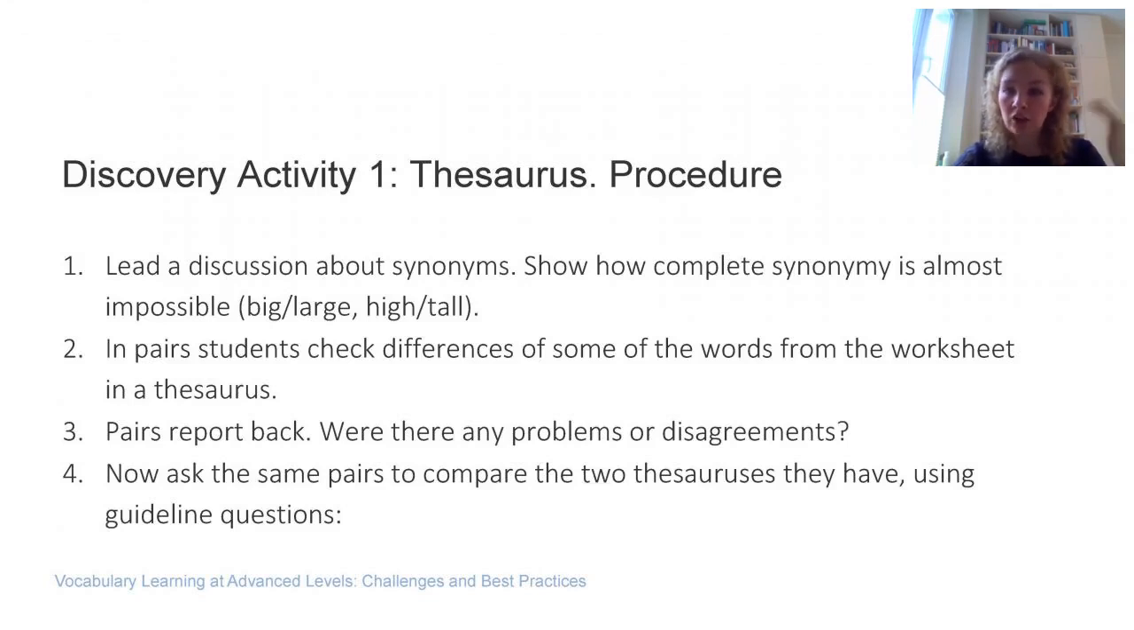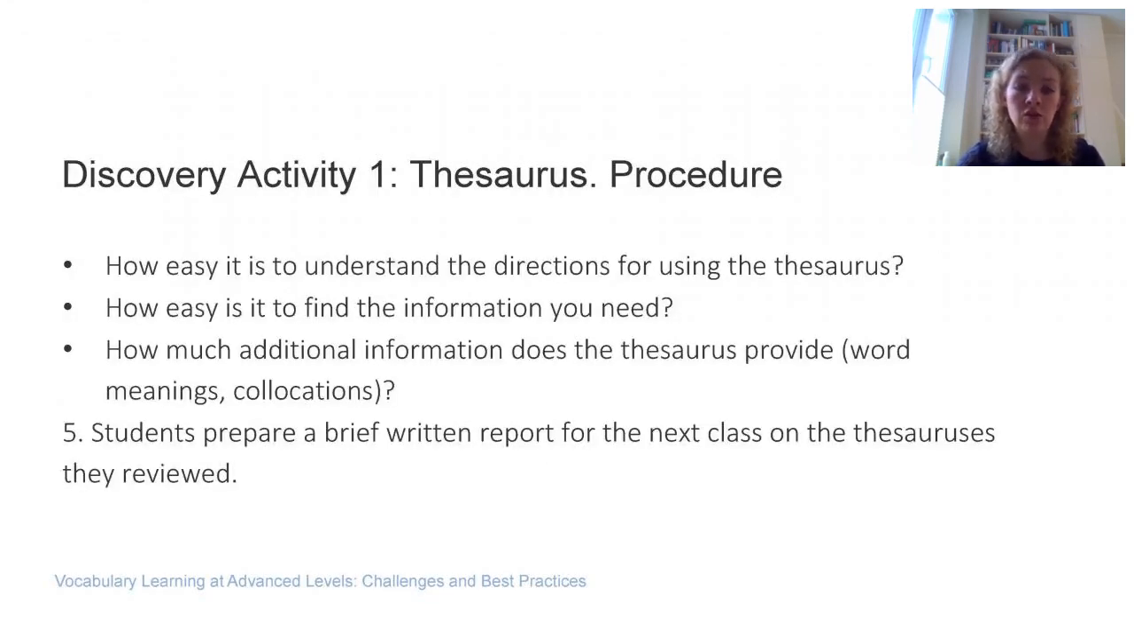So you lead a discussion, and you raise their awareness about this absence of complete synonymy in language. In pairs, students check differences of some words. Peers report back: were there any problems or disagreements? There are almost always some disagreements or misunderstandings. Now ask the same pairs to compare the two thesauruses they have using the guideline questions. How easy is it to understand the directions for using the thesaurus, how easy is it to find the information you need, and so on. So this is an analytical task to compare the best sources.